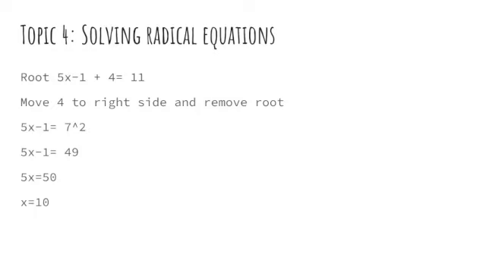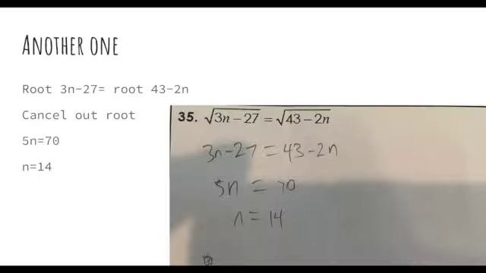Right? Easy. Another question. Root 3n minus 27 equals root 43 minus 2n. Since both of them have roots, you cancel out the root, which gives you 5n equals 70. And then you get n equals 14.